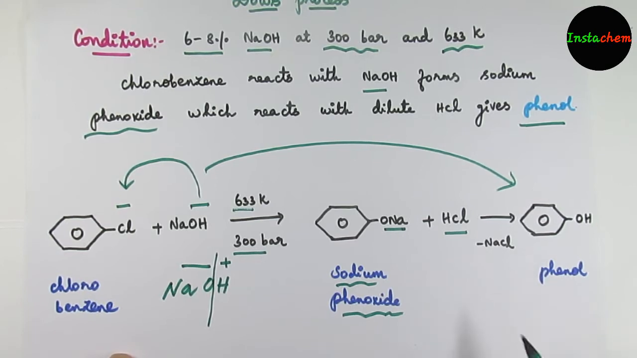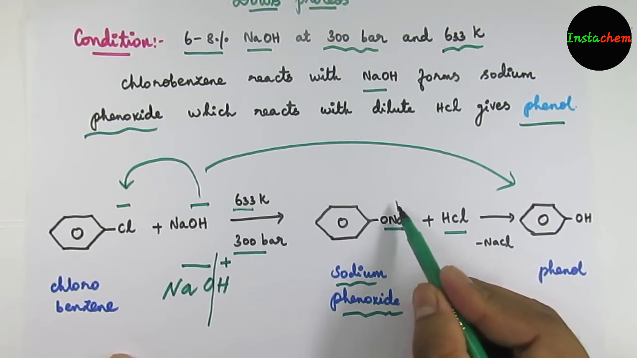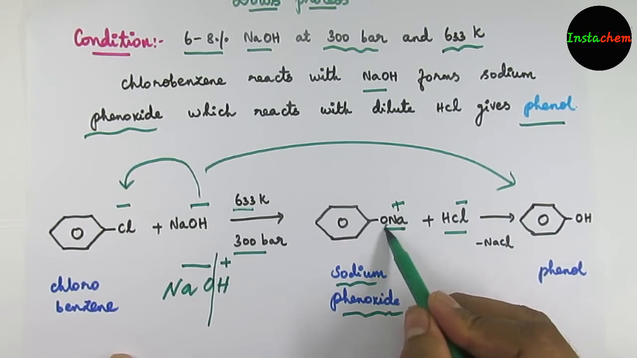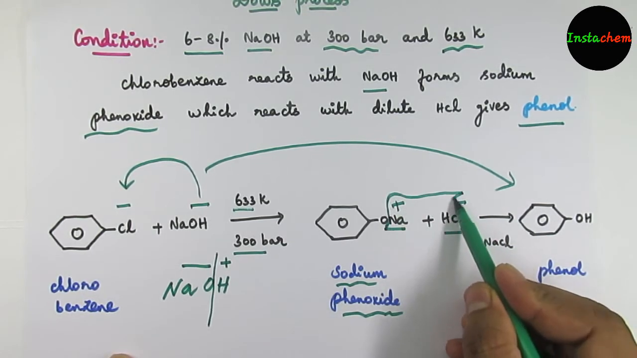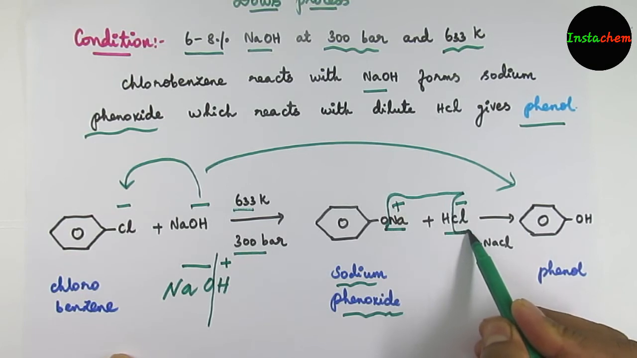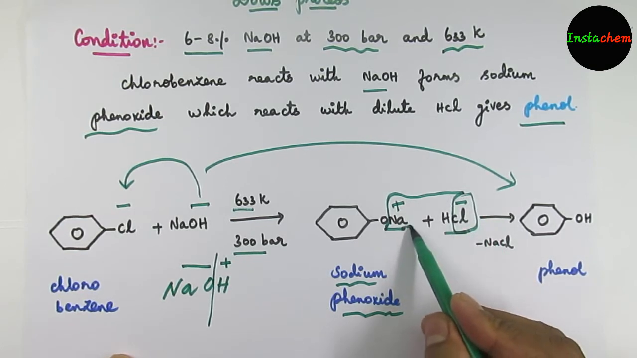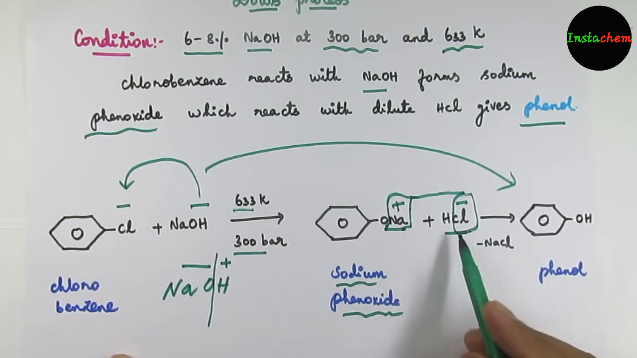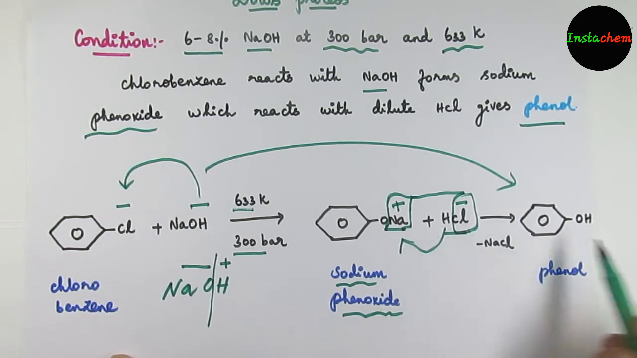In the next step, now write down Na plus, Cl minus. Combine these two, Na plus as well as Cl minus, you will get NaCl, and that Na plus is replaced by hydrogen, that is OH. You will get the product phenol.